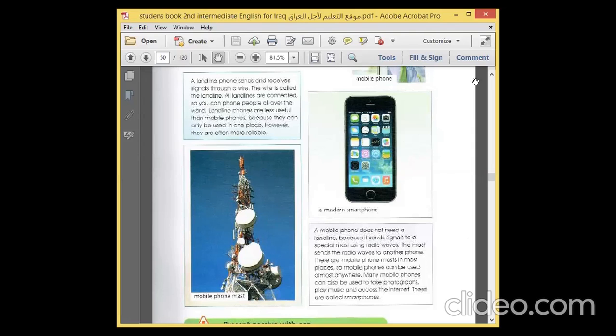Pay attention, dear, to the word phone. It may come as a noun and it means a phone. We know what a phone is. And it may come as a verb, like here in this sentence. So you can phone people. It means call people, right? So you can phone people. It means you can call people. Now let's get back to the activity book.